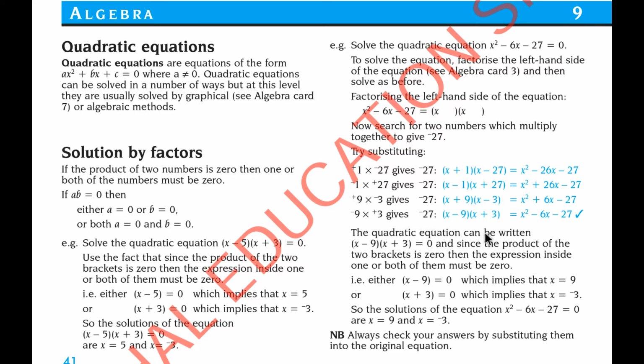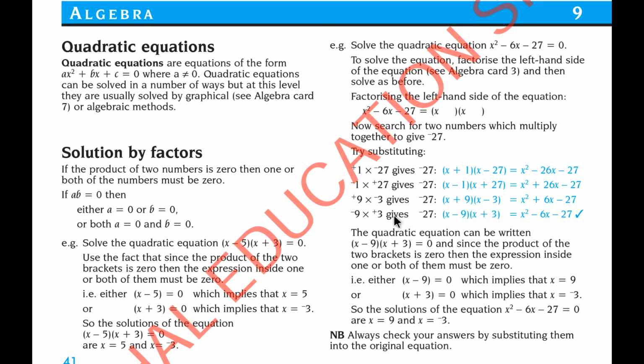The quadratic equation can be written (x - 9)(x + 3) = 0, and since the product of the two brackets is 0, the expression inside one or both of them must be 0. Either x - 9 = 0, which implies that x = 9, or x + 3 = 0, which implies that x = -3. So the solutions of the equation x^2 - 6x - 27 = 0 are x = 9 and x = -3. Always check your answers by substituting them into the original equation.